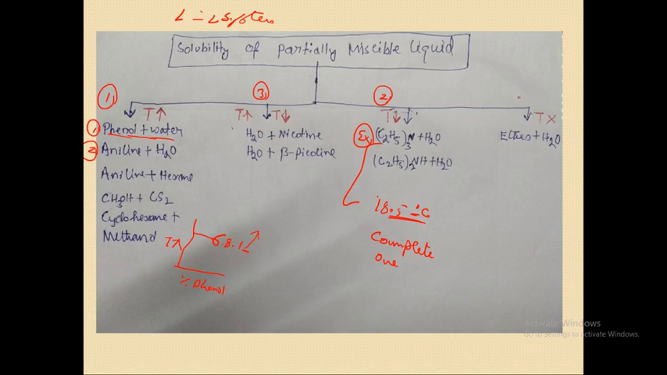And the fourth type is ether and water. This is an example in which a complete miscibility temperature cannot be obtained. They remain partially miscible in nature, so they are not affected by increasing or decreasing the temperature. So the solubility of partially miscible liquids is categorized into four types.